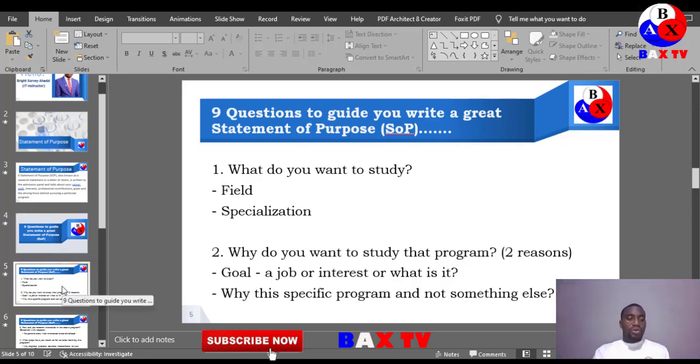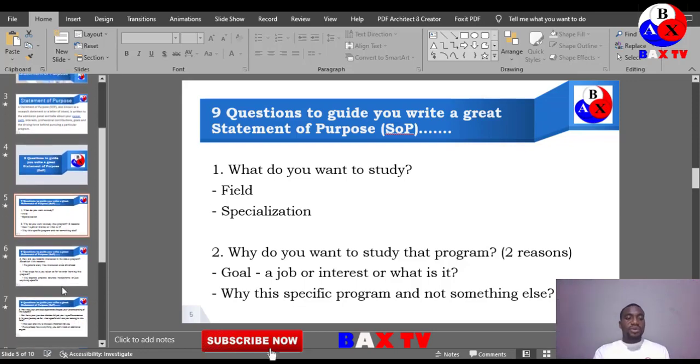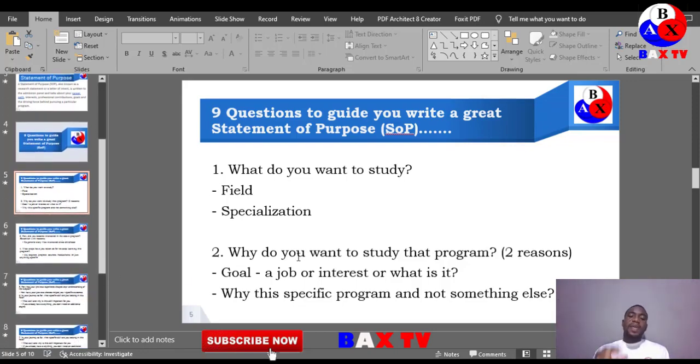So they want to know if you want to study, let's say, a Master of Science in junior high school education, or an MPhil in any field, educational psychology or teacher education or anything. You should be able to list out clearly the reason why you want to study that program. And I believe that these 2 questions will give you 1 paragraph.